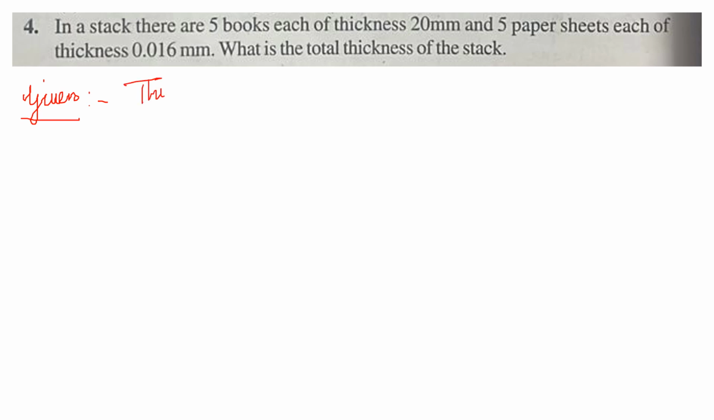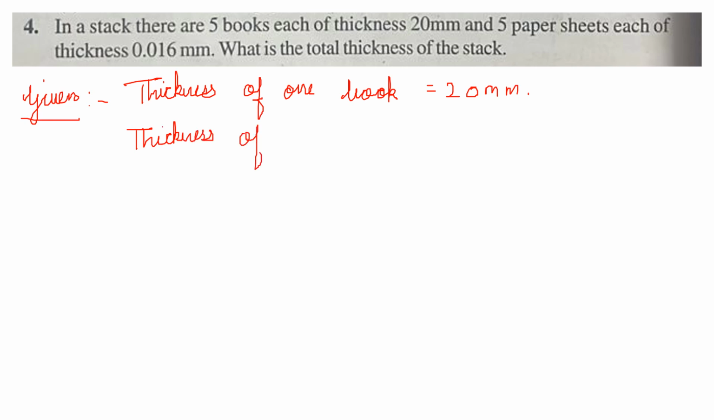We have been given thickness of each book only, right? So you can write it as one book. Thickness of one book equal to 20 millimeter. And then thickness of one paper sheet is also been given to us. One paper sheet is again equal to 0.016 millimeter.